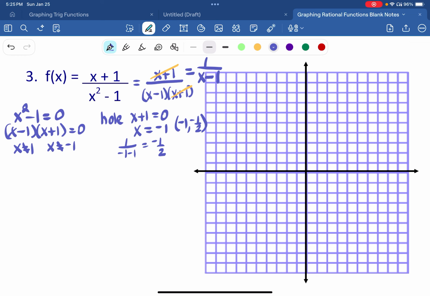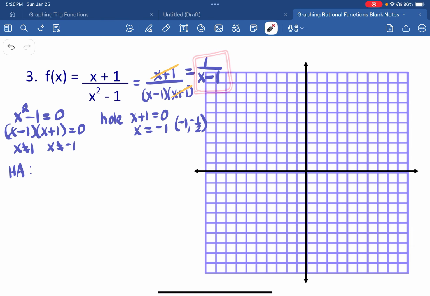So now that we've done that, let's find our asymptotes, okay? So we'll do horizontal first. It honestly doesn't matter the order that we do this in. Once we have canceled out, we're now graphing what is left. We don't need to go back to this one. We don't need to go to this one. We're going to use what was left, okay? So when I'm finding the asymptotes, I'm going to go with this, okay?